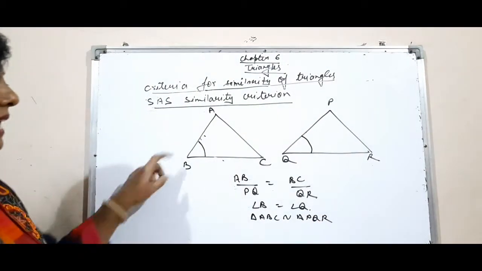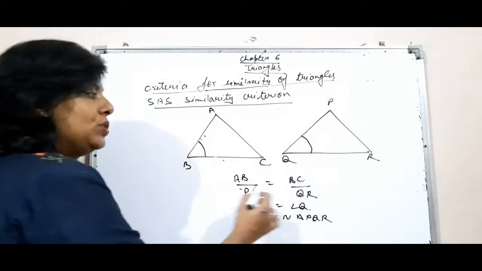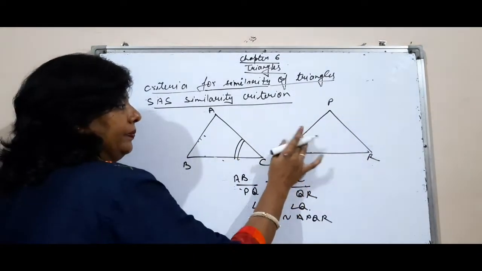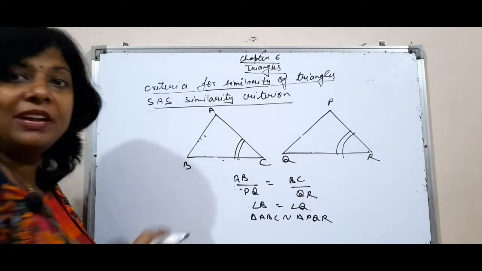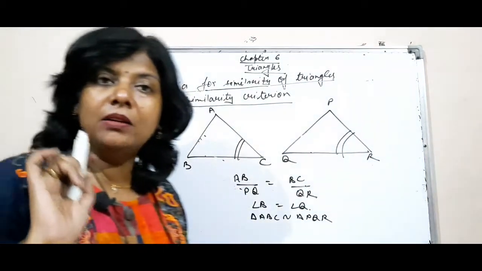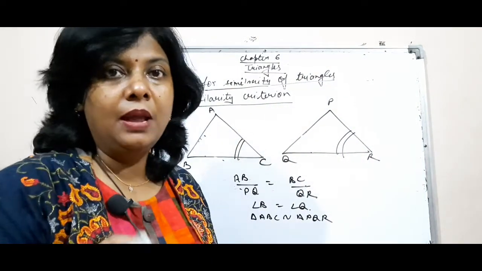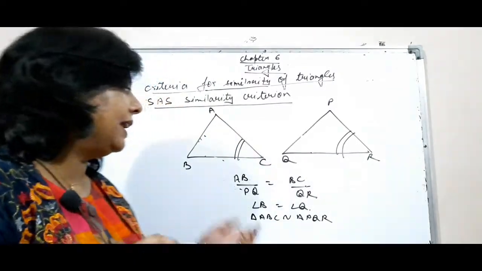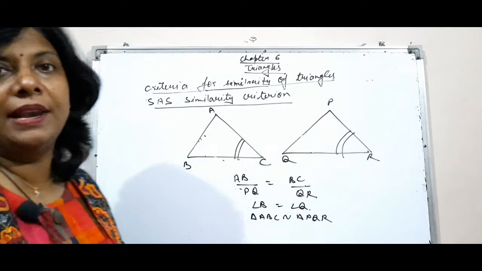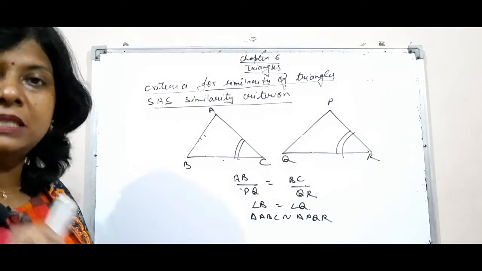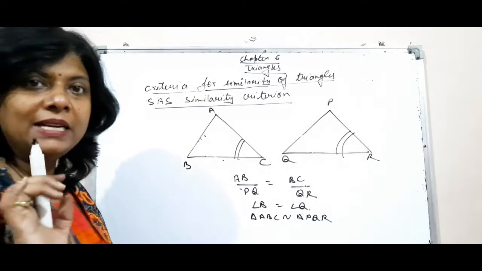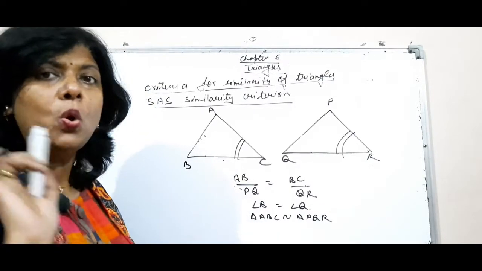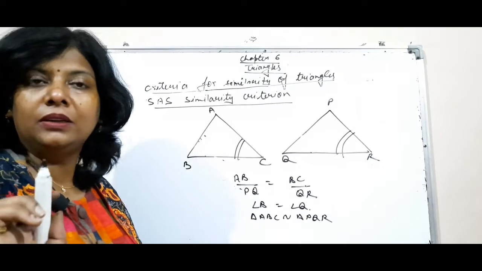Suppose students, we are having these two triangles. These two sides are in proportion and this angle is equal. Instead of this angle, we are having this angle equal. Then the triangles are not similar, because the angle should be between these two sides which are in proportion. Then only the triangles are similar. Okay, students? So the angle should be between these two sides which are proportional to each other. Clear? Okay.